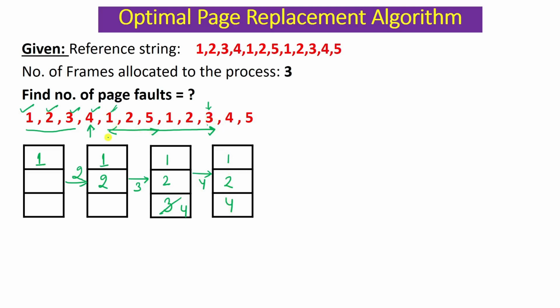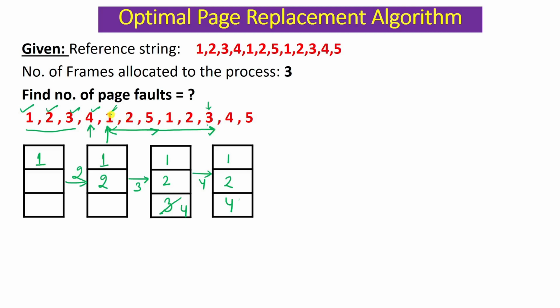Now let's start with the next page. So 1. Here you can see 1 is already present, so 1 will not generate any page fault. In the FIFO page replacement algorithm, we saw that this 4 was actually replacing this 1, due to which when we came to 1, it was generating a page fault. But in the optimal page replacement algorithm, we are not replacing this 1. We are replacing the page which is getting used in the longest time in the future. The pages which are getting used soon in the future, we should not replace those.